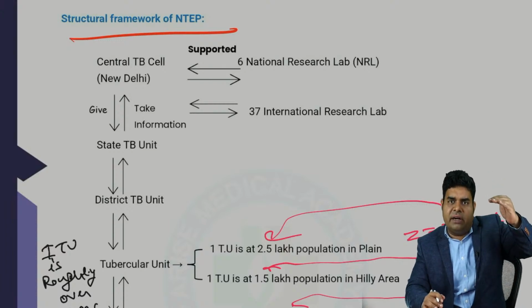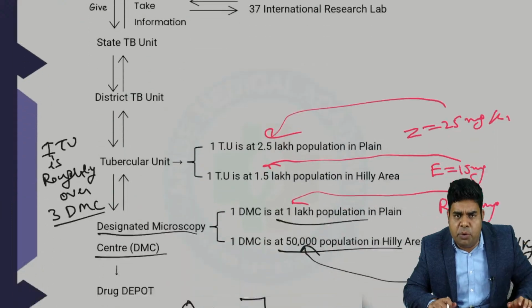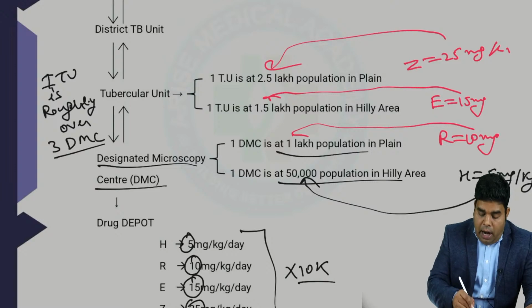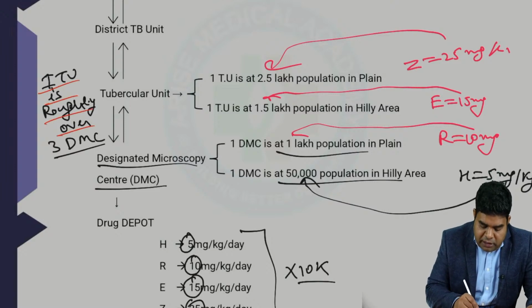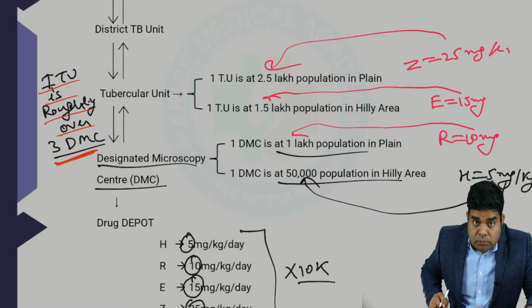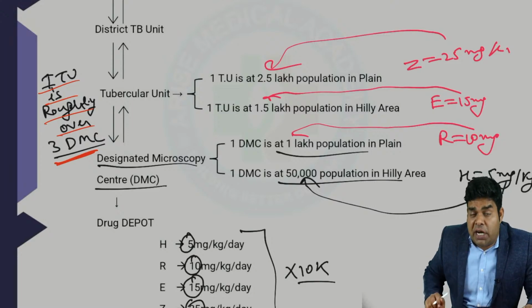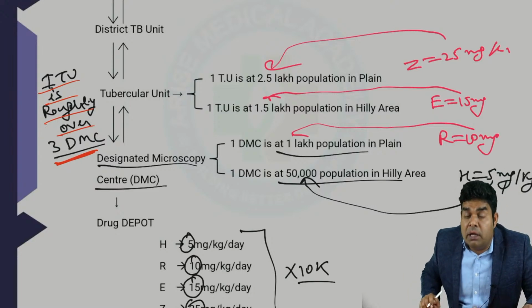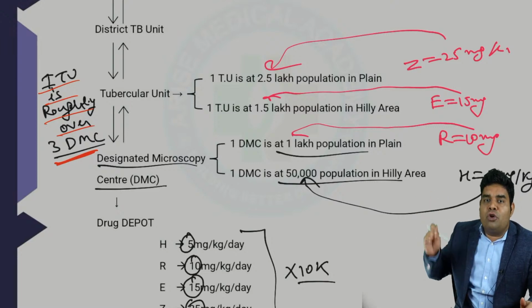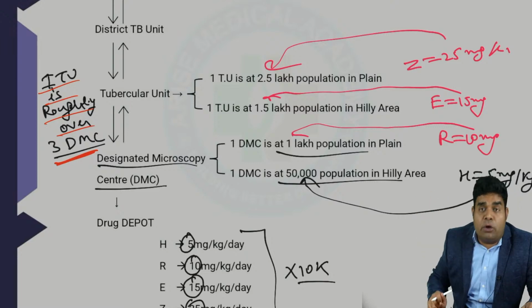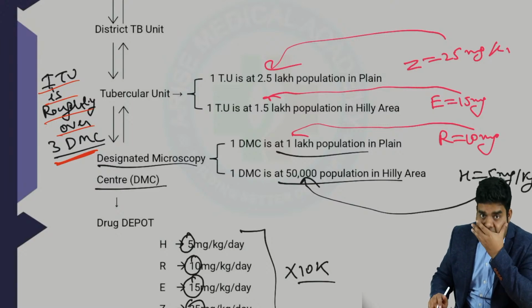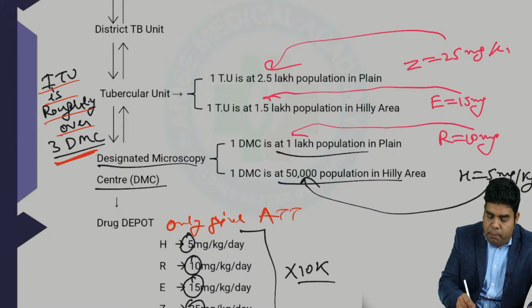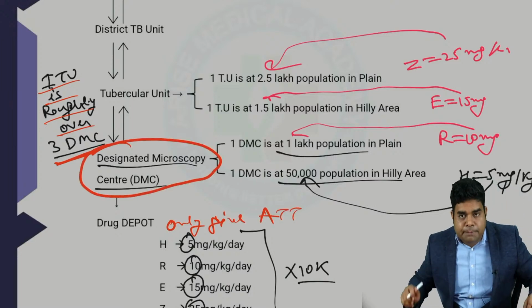Very simple. After central TB cell, there is a state, then there is district TB unit. But the main thing is tubercular unit and DMC. Under one tubercular unit, there are roughly 3 designated microscopy centers. And they asked this question in NEET 2018: which of the following is the most peripheral unit having facility of microscope? That is designated microscopy center. There is also one more peripheral unit, drug depot, but it only gives ATT. It does not do microscopy. So the most peripheral unit with microscopy is DMC.